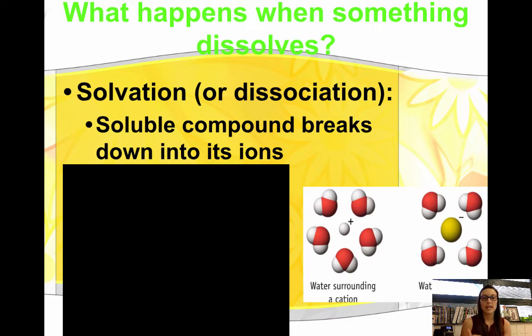So when you're looking at dissociation or solvation, you are just breaking a solid that dissolves, a soluble compound, up into its ions. So what we're going to do is look at a video that actually shows the solvation process. So we're going to look at what happens when we put an ionic solid into water, what that water does.